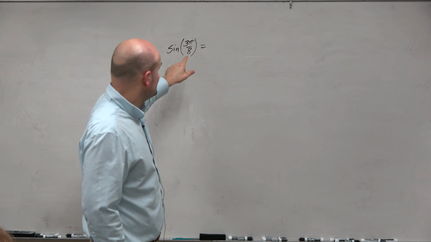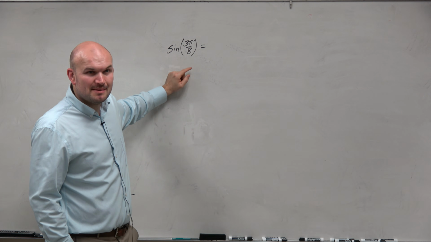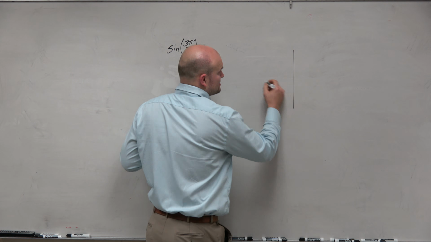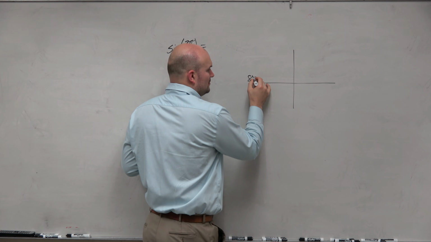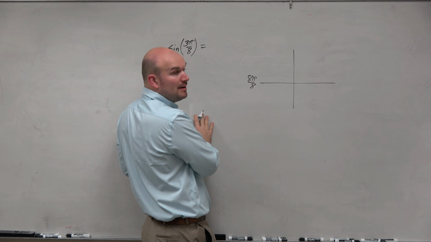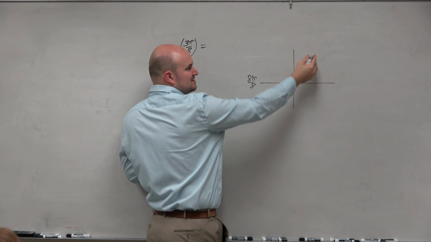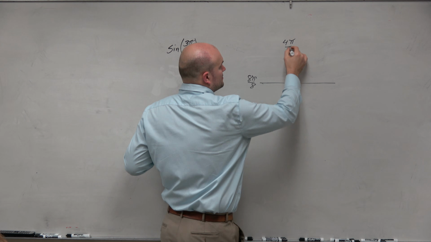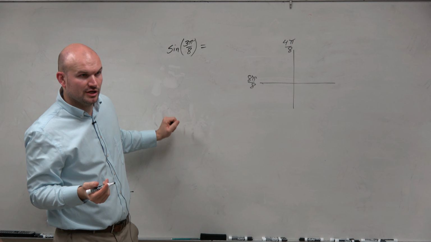And this is where sometimes it can get a little tricky, because is the sine of 3 pi over 8 positive or negative? Since we're in terms of 8s, think about this. This is now 8 pi over 8, which would be pi. So obviously 3 pi over 8 is still in the first quadrant, because half of that would be 4 pi over 8. So we're good with that.